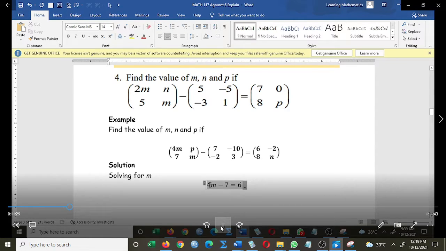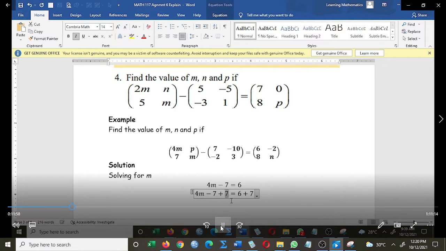We just copy this, paste. Right. What modifications can we do here? We're solving for m. Anybody? Cancel out the 7. No, this is not a 7. This is a negative 7. Cancel out the negative 7 by adding the positive, adding 7 on both sides.